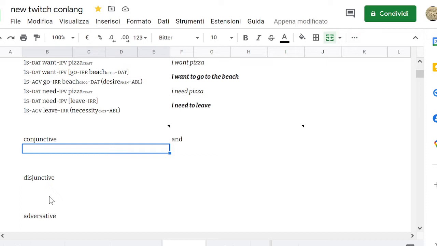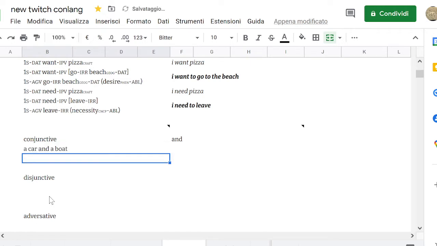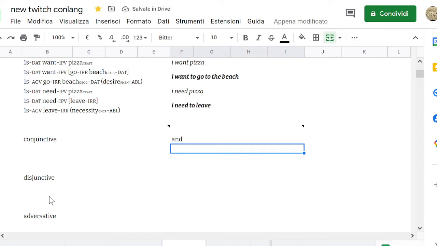So if you have, I don't know, a car and a boat, these are both, you know, in English, these are both nouns. And you're just listing them. And in a sentence, you could have a sentence like, I gave her a car and a boat. Just two very extravagant gifts.